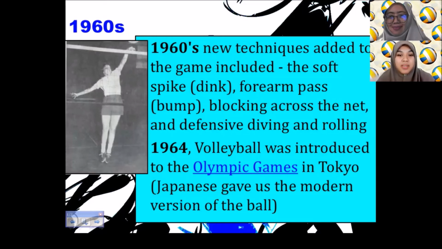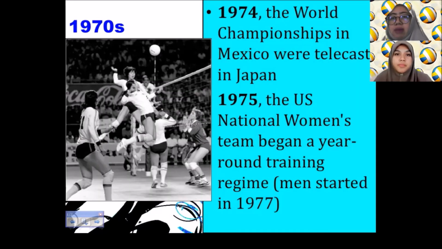As Chigu Rabi has stated, in 1964, volleyball was introduced to the Olympic Games in Tokyo. So the Japanese gave us the modern version of the ball, which we play with right now. The World Championships in Mexico is another one, similar to the Olympics, but a different event. It was telecast in Japan in 1974.